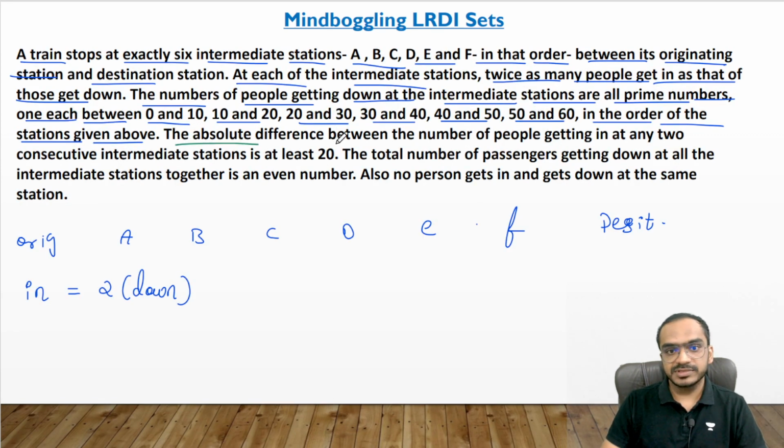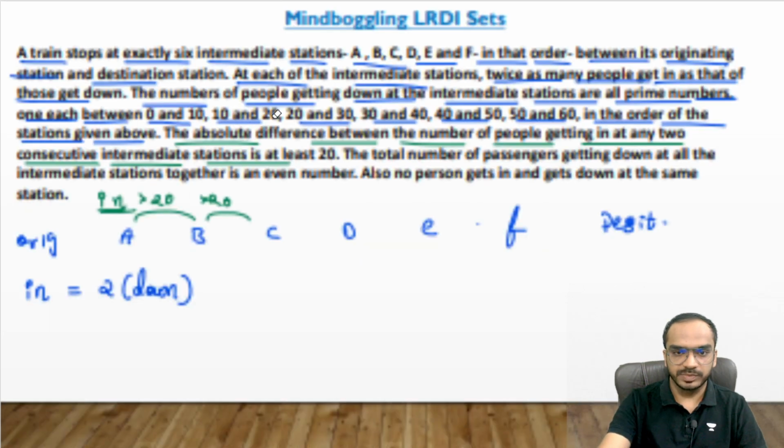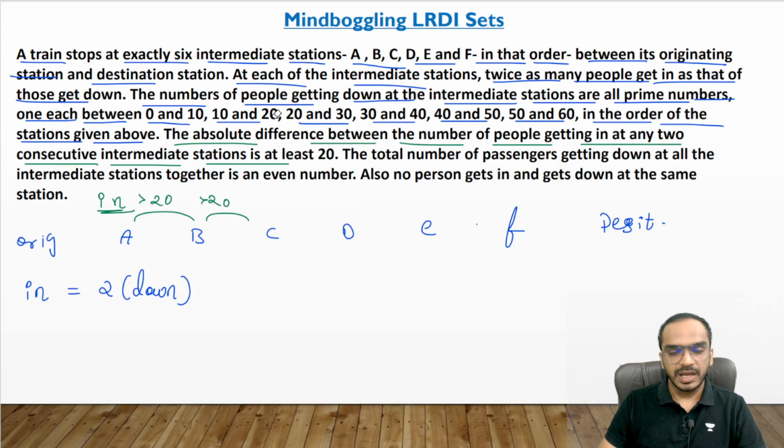The absolute difference between the numbers of people getting in between any two consecutive stations is at least 20. So getting in between any two stations differs by at least 20. Are we clear with this? For example, if 10 people are getting in, then the number of people getting in at the next station can be 30, 31, 32 or something, but the difference between any two intermediate stations of people getting in should be a minimum of 20. Are we clear with this?